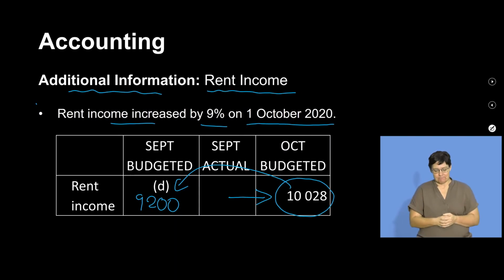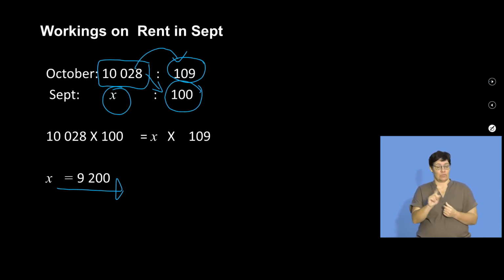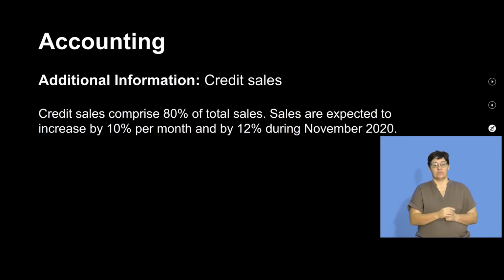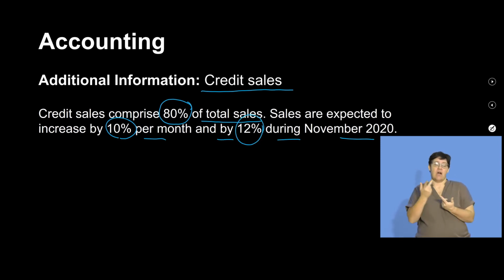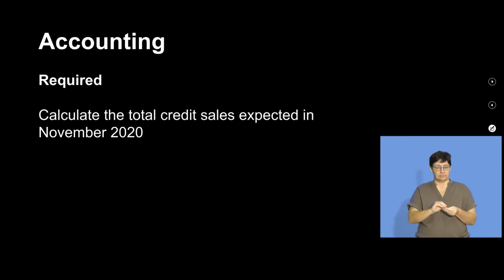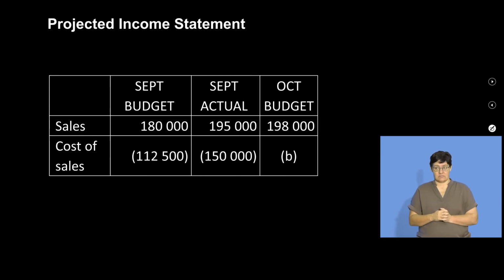Okay, next one. Here goes. What do we have here now? We're expected to calculate. We are told with regards to our credit sales comprise 80% of total sales. First proviso. Sales are expected to increase by 10% per month and then by 12% during November 2020. Okay, what are we expected to calculate? Let's do our calculation here. Calculate the total credit sales expected in November 2020. So that's our calculation.